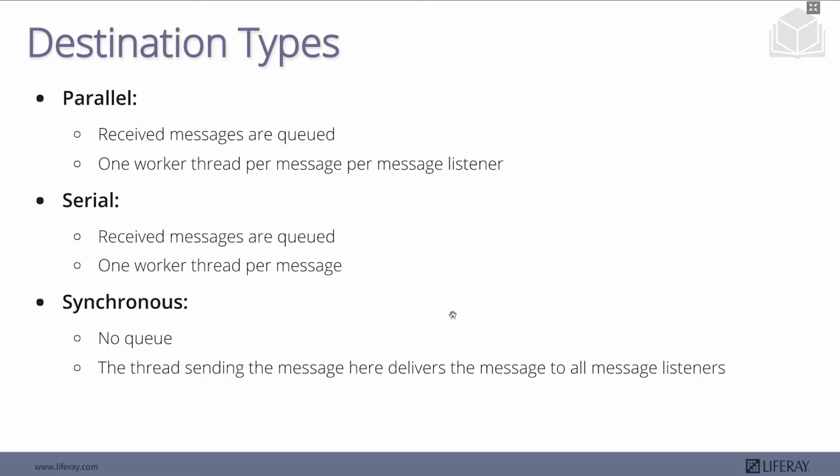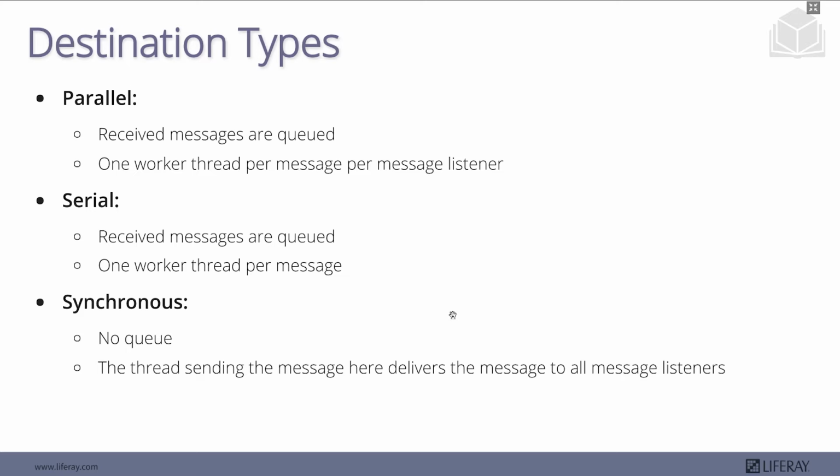Now, with our destinations, there are different types of destination, three specifically. We're going to have a parallel destination. The idea here is all of the messages are going to be queued up or lined up, and we can have a thread working for each message for each message listener. So if you have two listeners on a destination, you have two threads working for each message listener. Or you can have many depending on the situation.